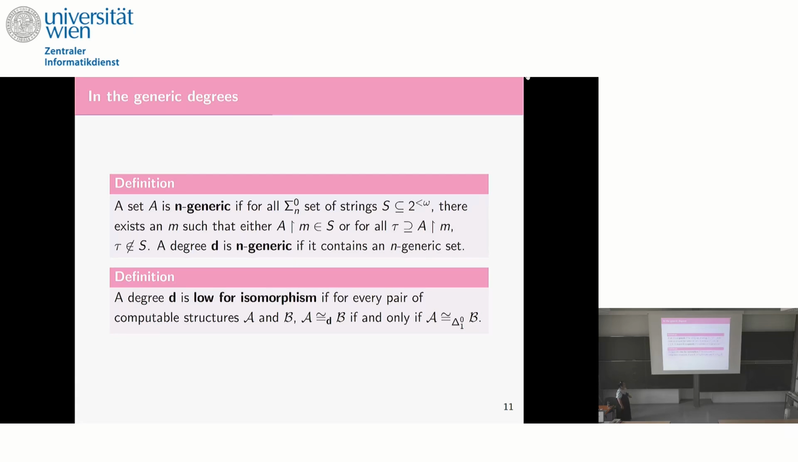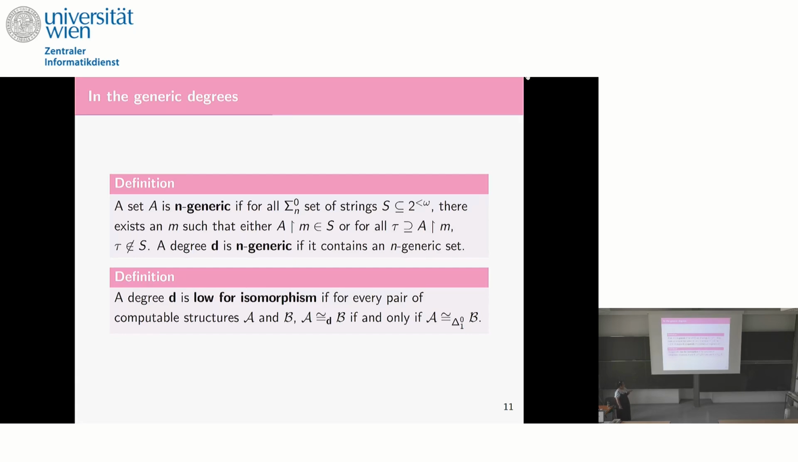A degree D is low for isomorphism if for every pair of computable structures A and B, they are D-computably isomorphic if and only if they were already computably isomorphic. So low for isomorphism is a weakness notion. If D is low for isomorphism, you can think of that as being very weak. It doesn't give you anything new about the isomorphism type between these computable structures.